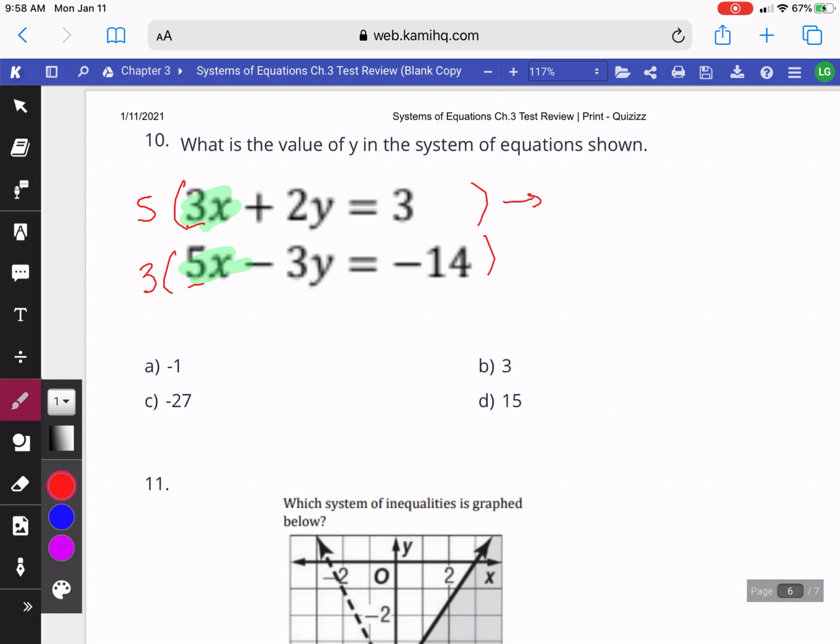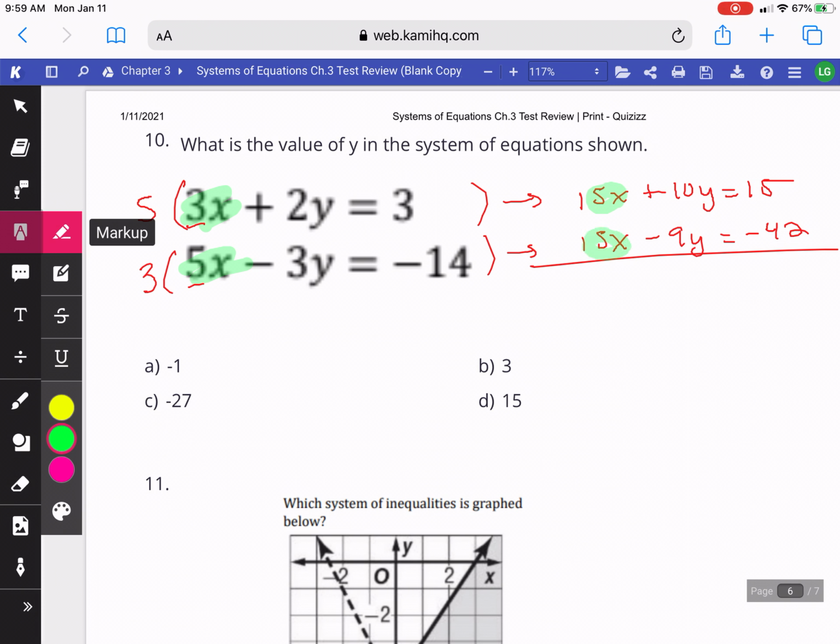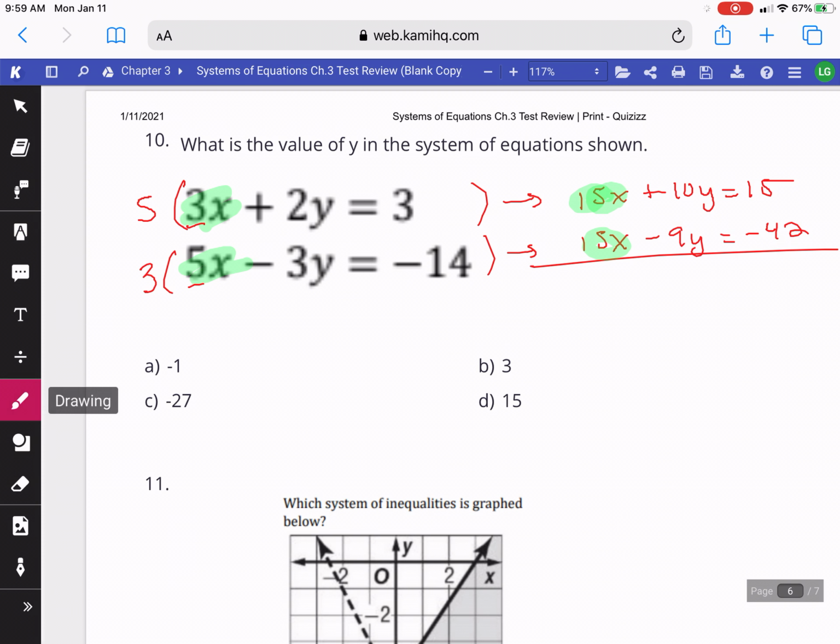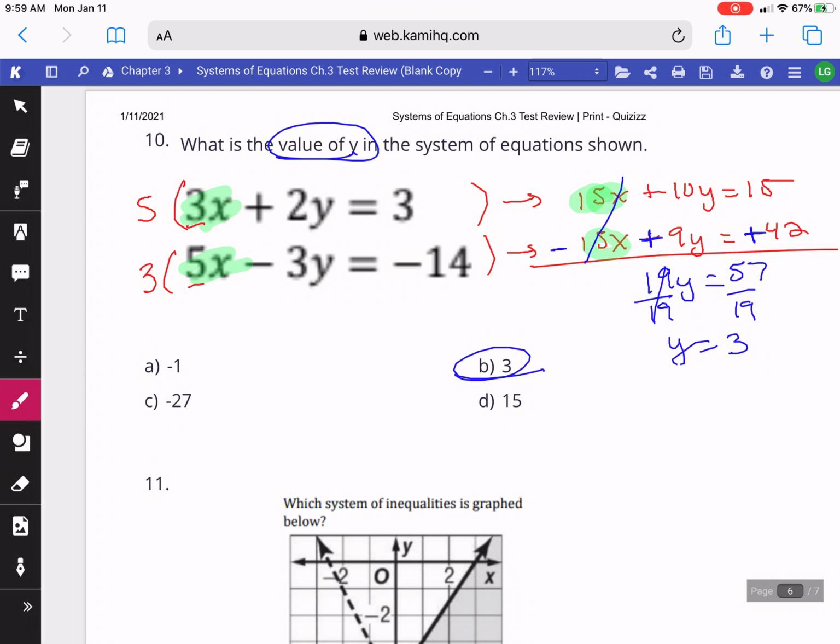So here if I do everything times 5, I get 15x plus 10y equals 15. On the bottom, if I do everything times 3, I get 15x minus 9y equals negative 42. Here my x's won't cancel just yet because they're both positive. So I need to change the signs on the bottom one. So now they eliminate. 10 and 9 is 19y. 15 plus 42 is 57. If we divide by 19, we get 3 as our answer for y. This one only wanted y, so the answer is B.